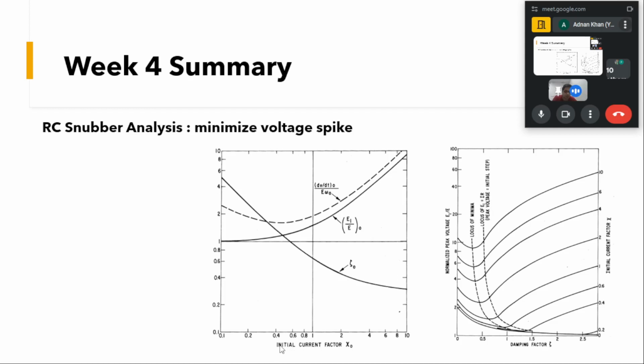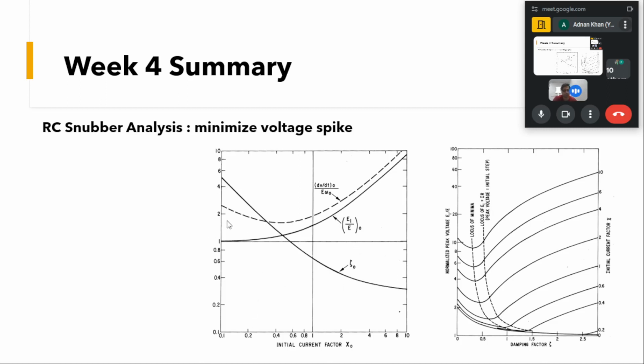On the x-axis we have the initial current factor chi, and on the y-axis we have different graphs for xi and normalized frequency, and the values of both are read on the y-axis. The normalized peak voltage E1 by E is a dimensionless quantity. Similarly, we have xi, and the values of both are taken from this y-axis.